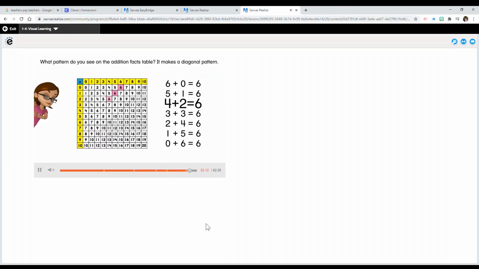What pattern do you see on the addition facts table? It makes a diagonal pattern.